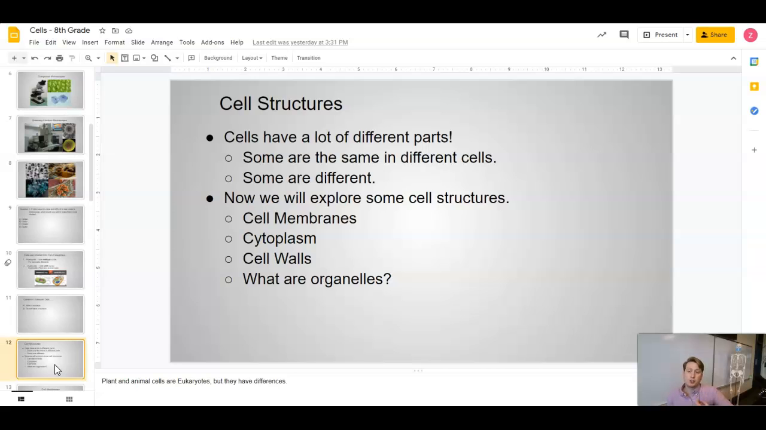Let's talk about cell structures. We did mention the nucleus. That's one of the cell structures, but cells have many different parts. Some are the same in different cells, and some cells have different structures. Like how we said prokaryotic cells don't have a nucleus, and eukaryotic cells do have a nucleus. Let's explore further. We're going to talk about cell membranes, the cytoplasm, cell walls, and then we're going to address what organelles are.